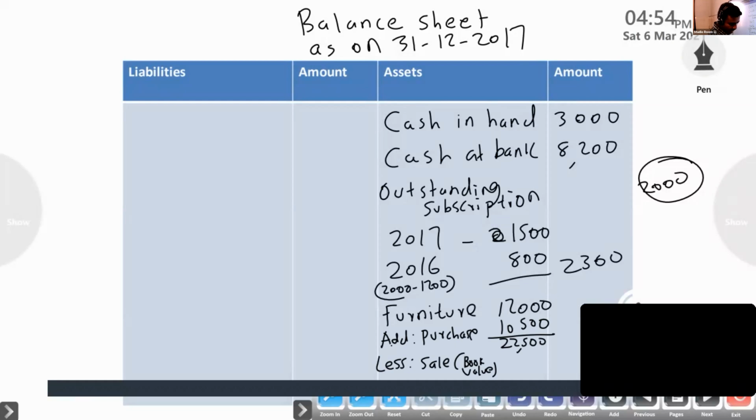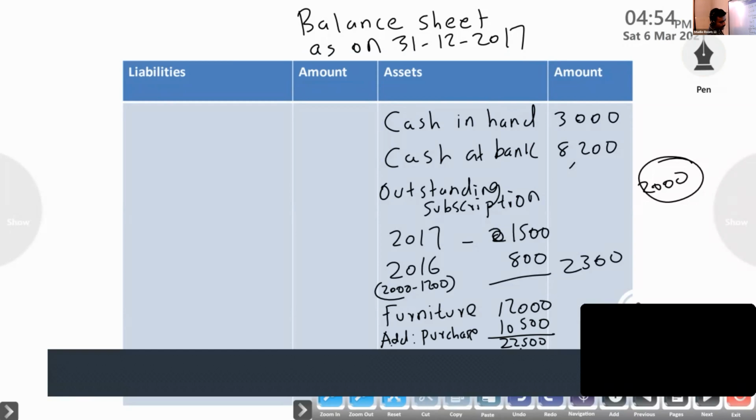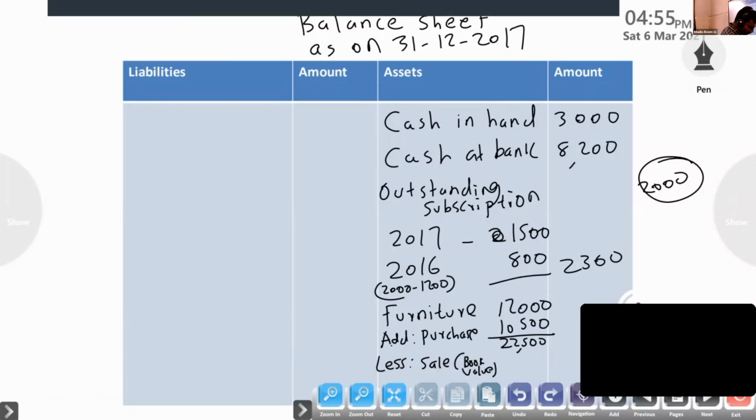because those we wrote in the expenditure, book value 1,000, book value, sorry, 5,000. So 22,500 minus 5,000, so 17,500.